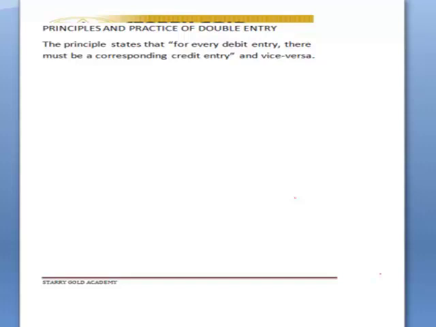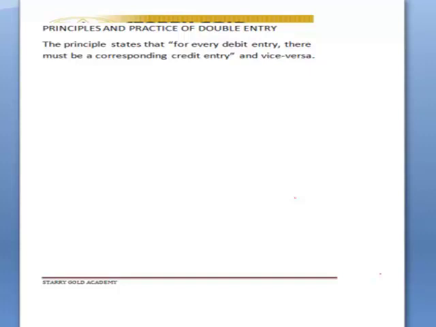That has been the basis of accounting. Now the principle states that for every debit entry there must be a corresponding credit entry, and vice versa. What we mean here is that for every debit entry, a corresponding credit entry must be made, and for every credit entry there must be a corresponding debit entry as well.